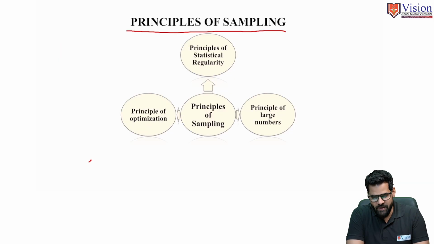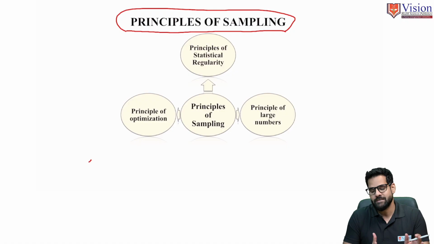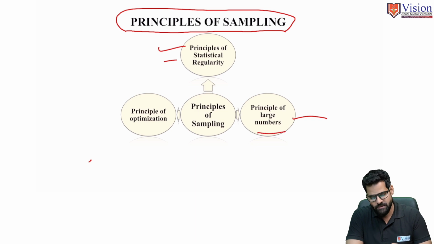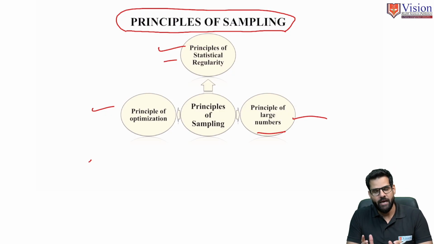Let's talk briefly about the various principles of sampling. These are the points which provide us the basic and theoretical understanding of sampling. Now, the three principles, there are many more, but I am just focusing on these three: principle of statistical regularity, principle of large numbers, and principle of optimization. Though all these principles are very much connected with each other, if you look at the basic understanding of these principles, it will take you towards one common end. So you can conclude in that way.